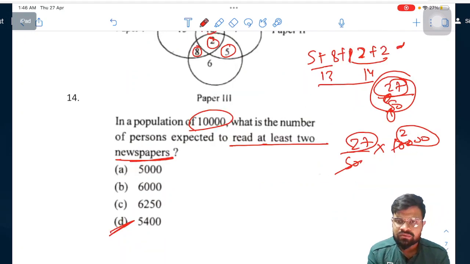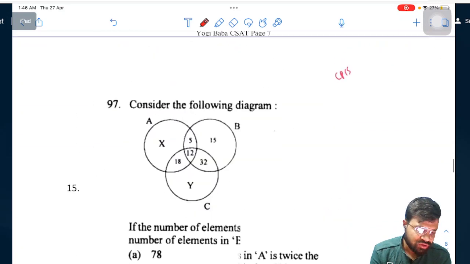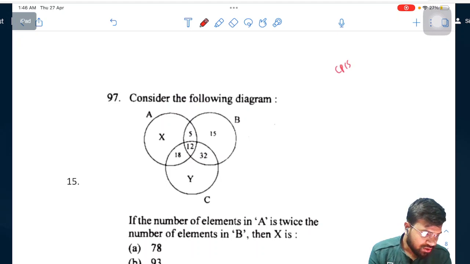This is how you will do the calculations, and this is a very simple and very conceptual question. Okay, now consider this.